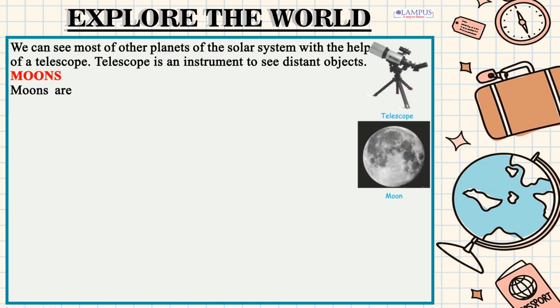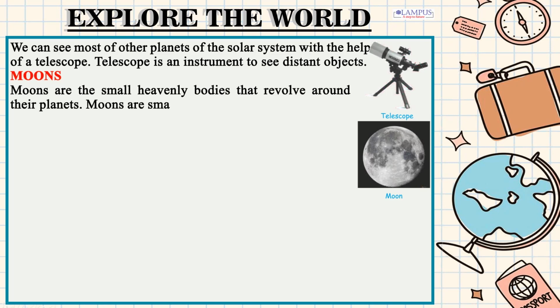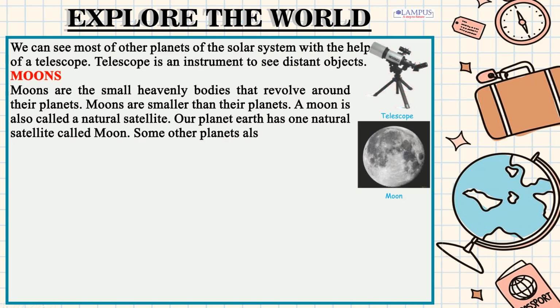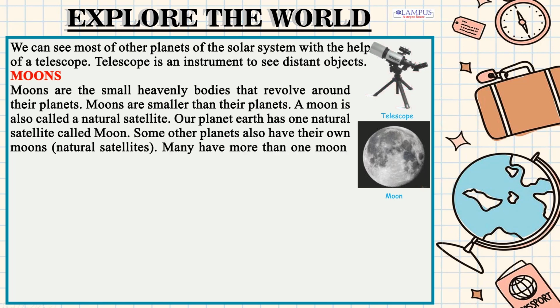Moons. Moons are the small heavenly bodies that revolve around their planets. Moons are smaller than their planets. A moon is also called a natural satellite. Our planet Earth has one natural satellite called the Moon. Some other planets also have their own moons, natural satellites. Many have more than one moon.